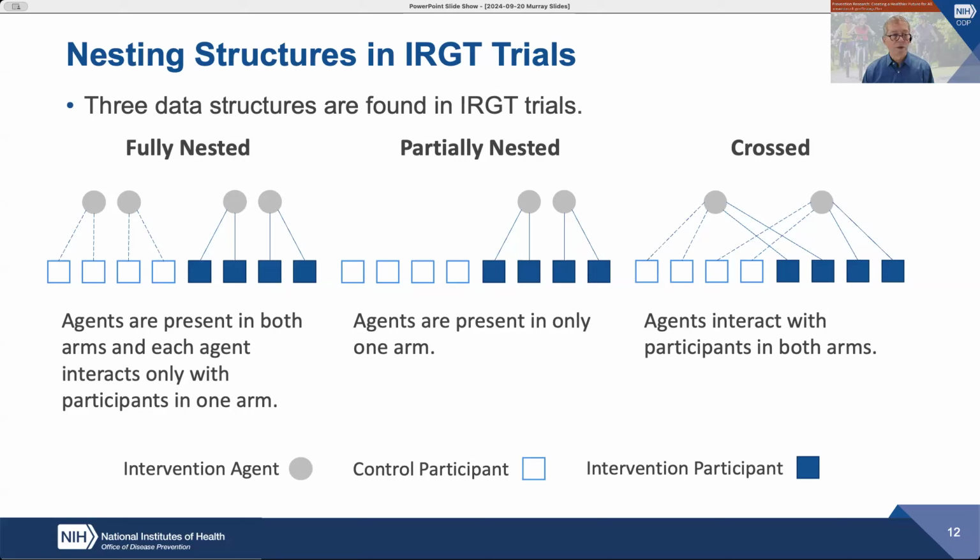As we will see as we go along, there are substantial advantages if you can use a cross design, particularly in terms of sample size and power, and also in terms of analysis. But there are risks because since the same agents are delivering both interventions, you have to make sure that they deliver the correct intervention to each participant. So contamination is a bigger concern with a cross design.